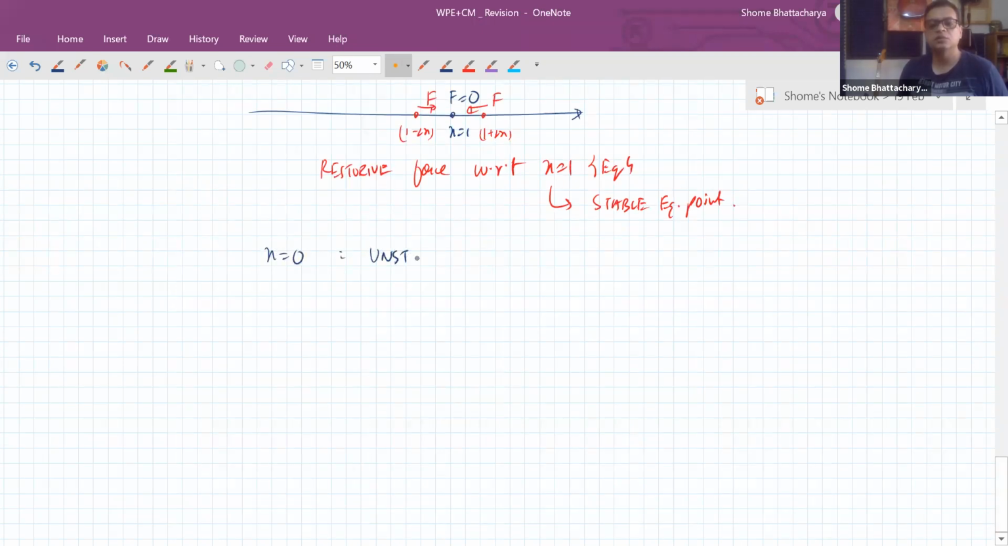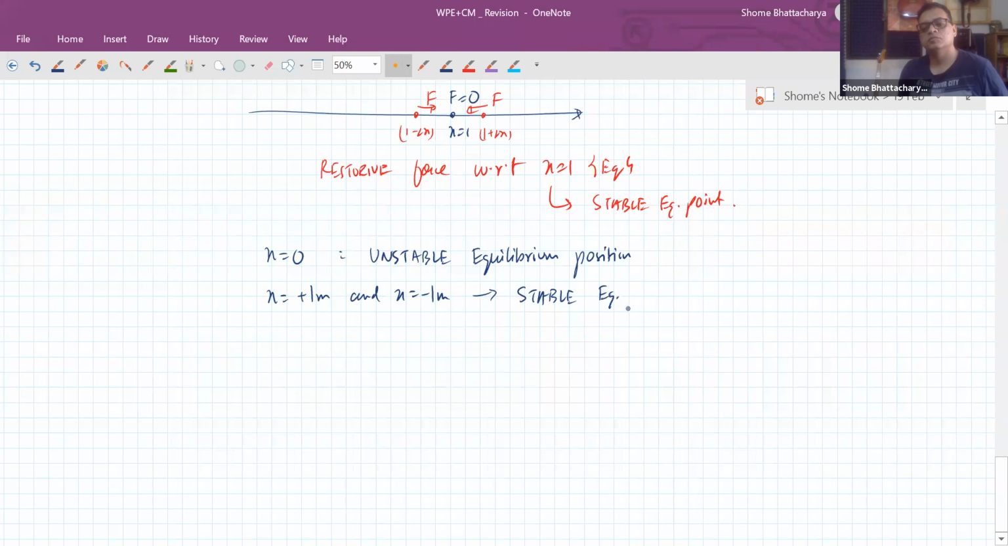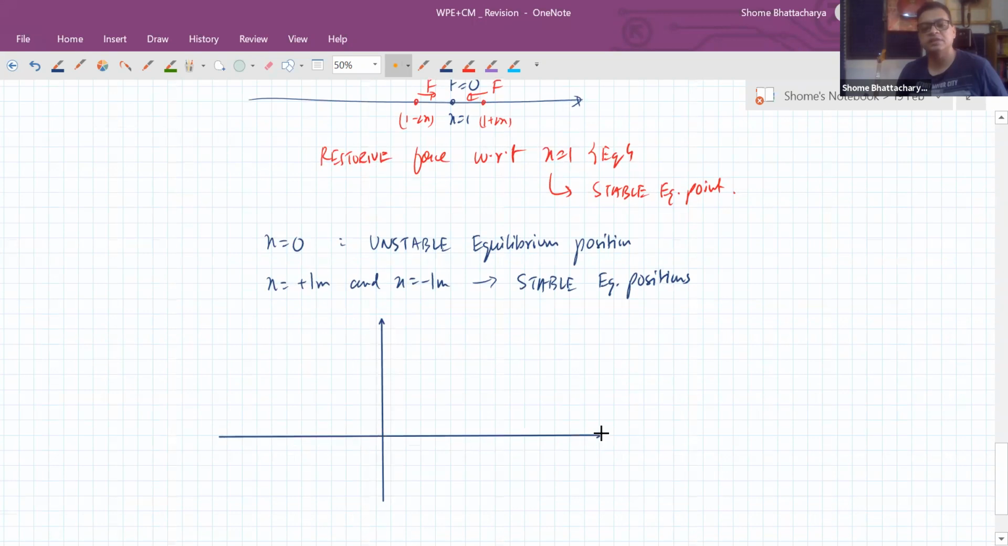Hence, our equilibrium points are distributed in this way: x equal to 0 is our only unstable equilibrium position, whereas x equal to plus 1 meter and x equal to minus 1 meter, both are our stable equilibrium positions, which you can again verify from the graph of the potential energy function given to us versus x.